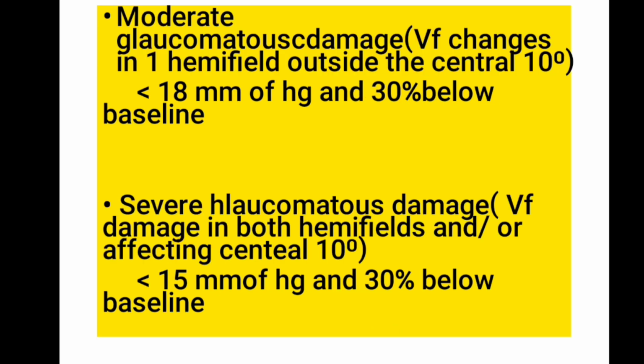Suppose there is moderate glaucomatous damage, with visual field changes in one hemifield outside the central 10 degrees. Then you should aim for a target IOP of less than 18 mm of mercury or a 30% reduction from the baseline. If there is severe glaucomatous damage, that is visual field damage in both hemifields and/or affecting the central 10 degrees, then aim for a target IOP of less than 15 mm of mercury, or bring the target IOP to 30% below the baseline. These are the various factors one should consider in fixing the initial target intraocular pressure.